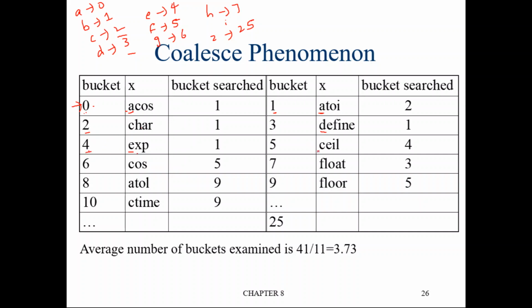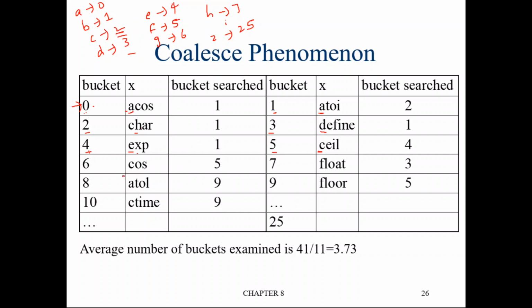Next is seal. This seal should be mapped to the second location, but actually the second location is char. So linear probing, what will it do? It will check the third location. Is it empty? No, define is occupying. Then it goes to the fourth location. Is it empty? No, exp is occupying. So seal is given the fifth location.